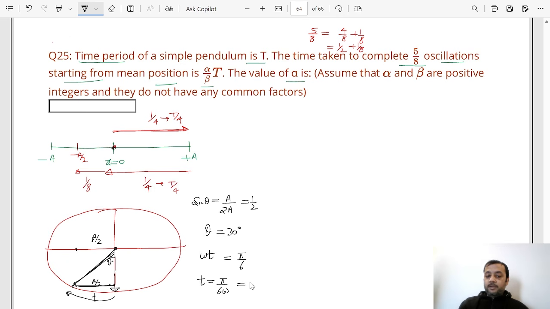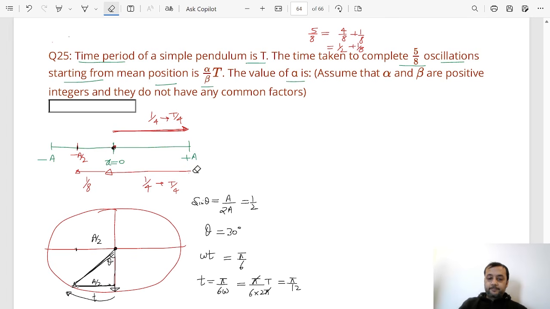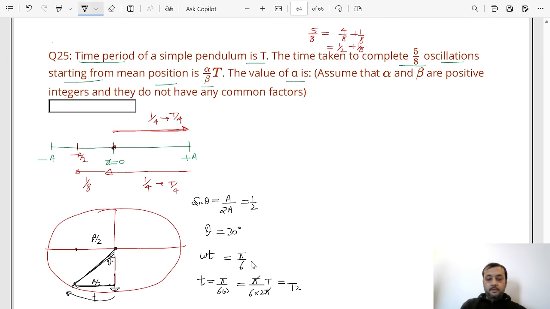Now what is the value of omega if you recall? The value of omega is 2 pi by capital T, right? That means this becomes T by 12, my bad. So the time to go from here to here will be capital T by 12.